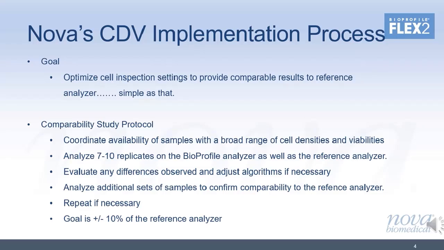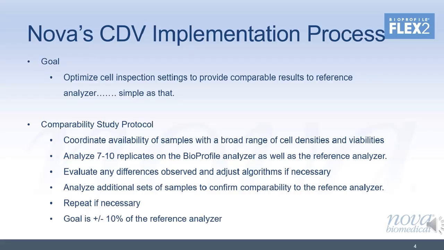Nova was not the first to market with an automated cell counter, so over the last 16 years that we've been selling automated cell counters with our Flex 1, Flex 2, and Fast CDV, alignment is almost always requested by the customer. So we have over a decade of experience in aligning our technology to almost any reference method being used. Okay, so how is it performed?